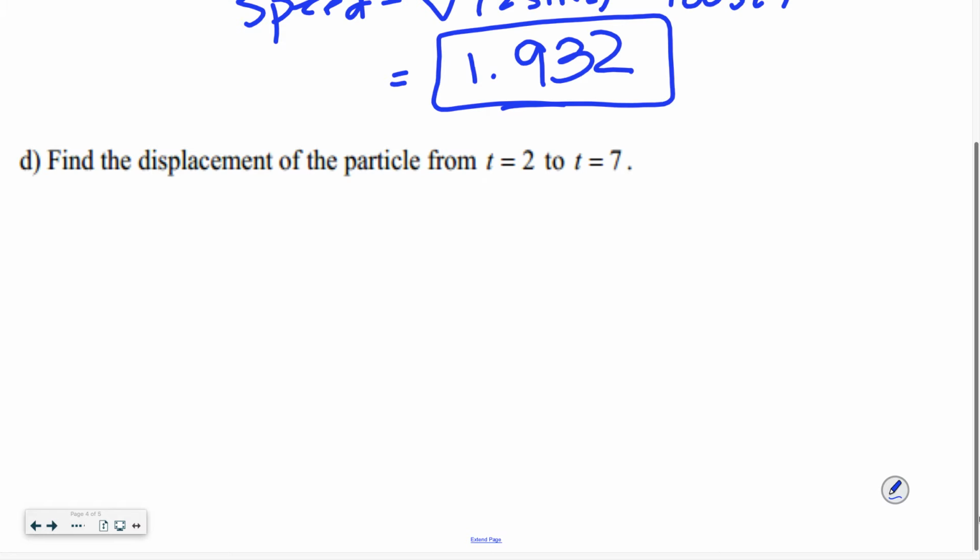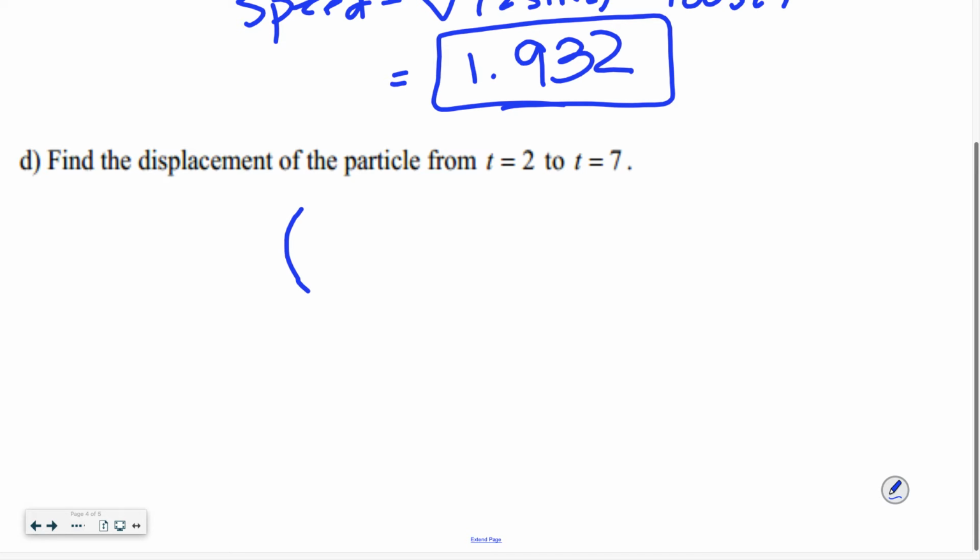Focus up here. Find the displacement. We know the velocity because they gave us dx/dt and dy/dt. So if we know the velocity, we just talked about displacement, but we're going to have to do it individually.